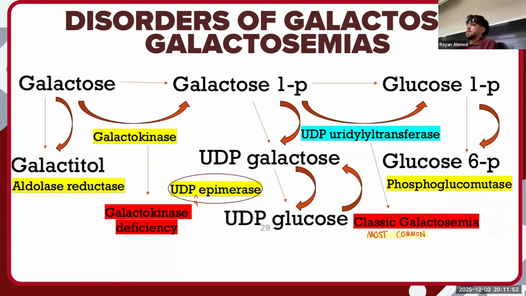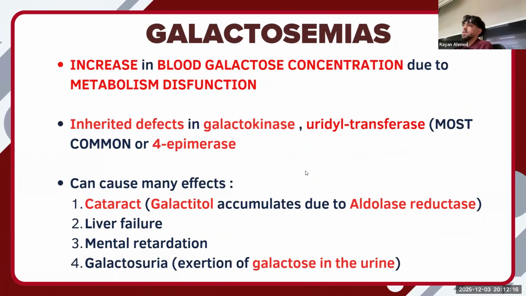And that's it. And also UDP 4-epimerase, phosphoglucomutase, but classic galactosemia, which is the most common one, is caused by UDP uridyltransferase, and then galactokinase deficiency, right? That's about it. So let's move on because we're going to be revisiting this concept. So galactosemias, which is the disorder of galactose metabolism.